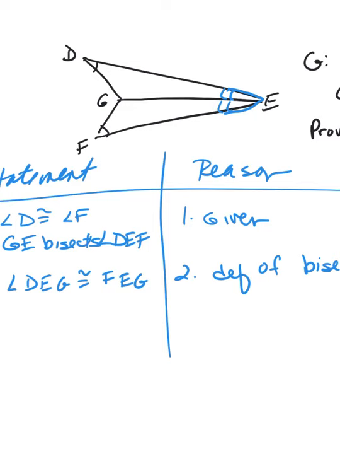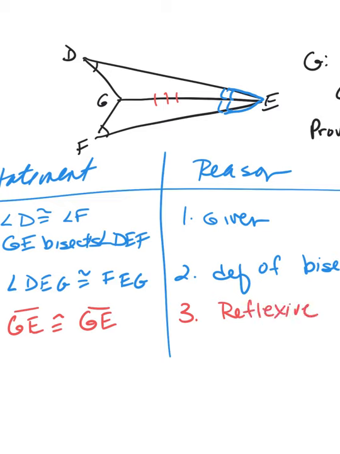So the second one is GE bisects DEF. That means it cuts that angle in half. So I can write that as definition of bisects, that those two angles are equal. What does this picture have on your cheat sheet? It has a shared side. So this is equal to itself. Everybody get that? GE is congruent to GE, and the reason why they're congruent? Because of reflexive. Everything's equal to itself. And now you go in order and you say angle, angle, side.